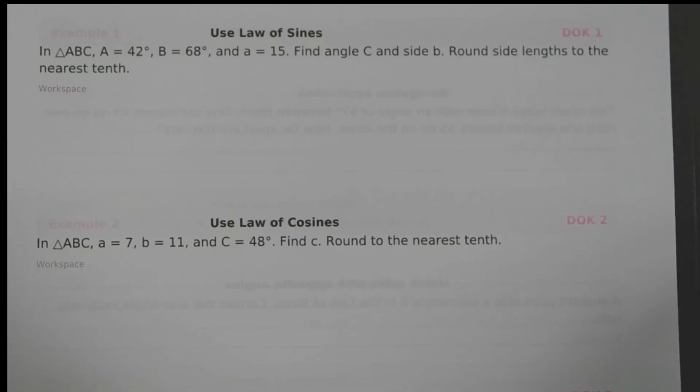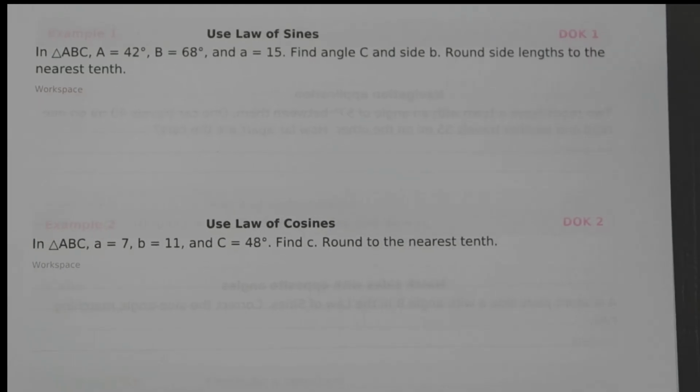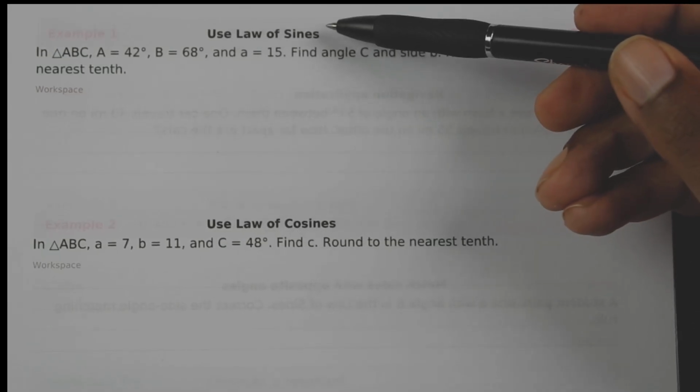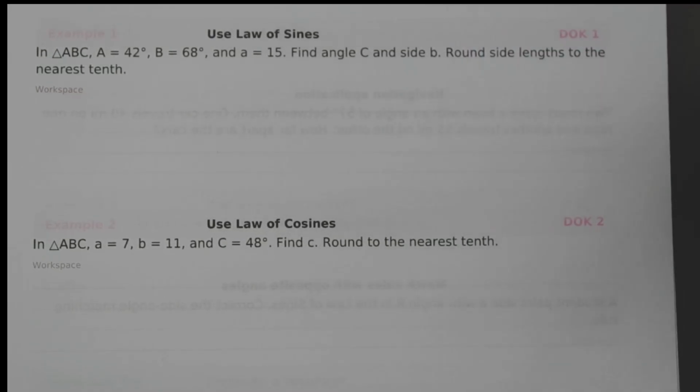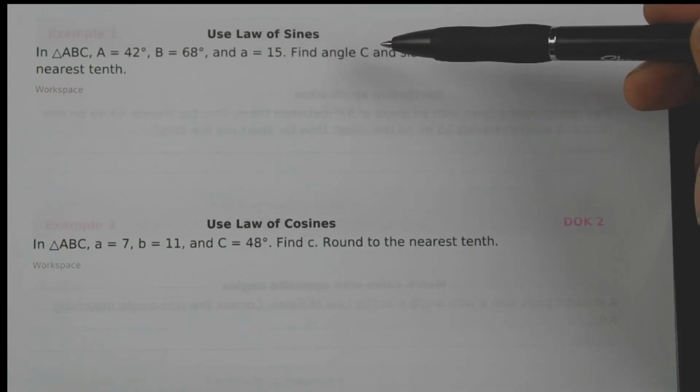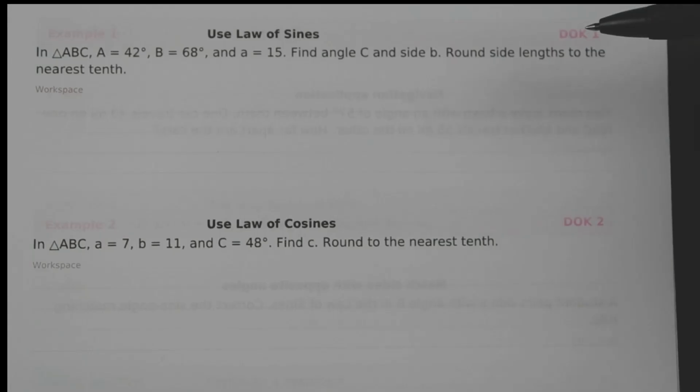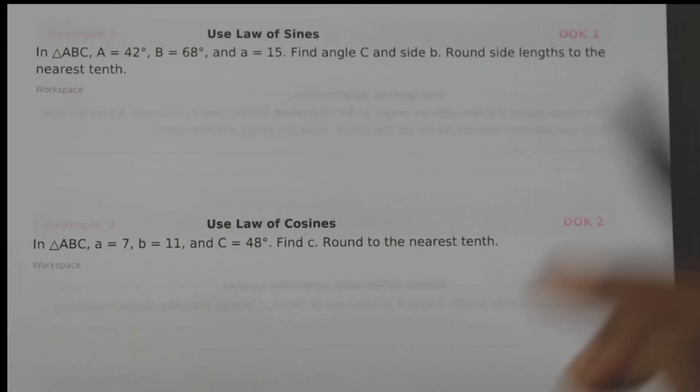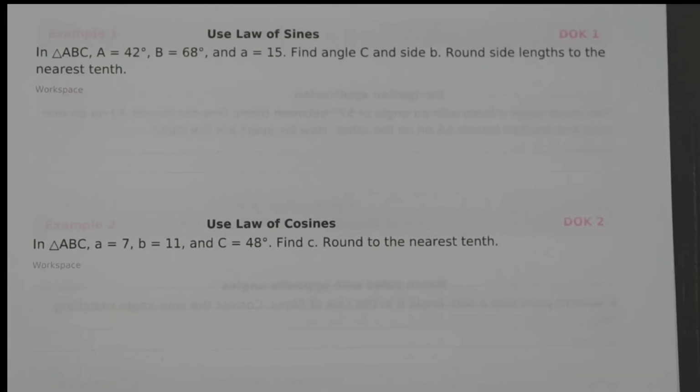The first problem, example number one, we're going to use the law of sines as it's stated up here. But let's read the question. It says, in the triangle ABC, we have angle, angle, side. Find angle C and side B, and then round the side lengths to the nearest tenth. In this problem, we're given essentially two angles and one side, and that's a good situation for the law of sines. The first thing we need to do is find angle C.